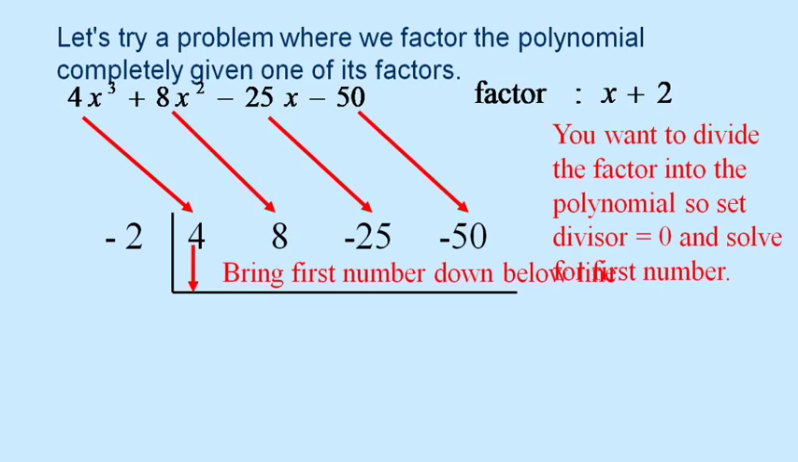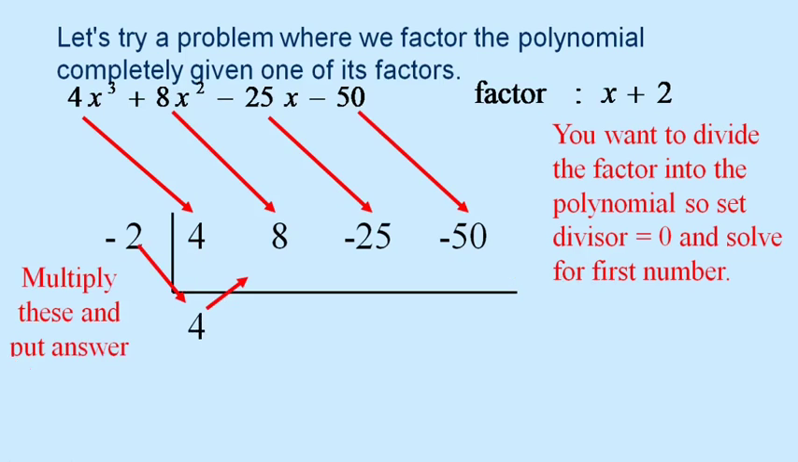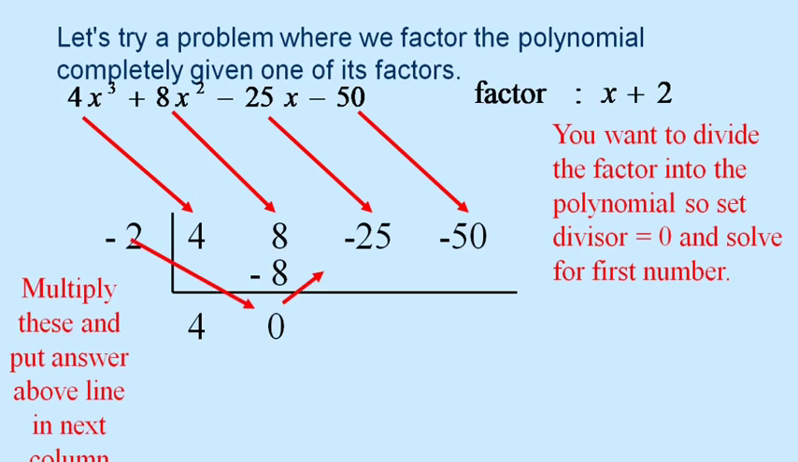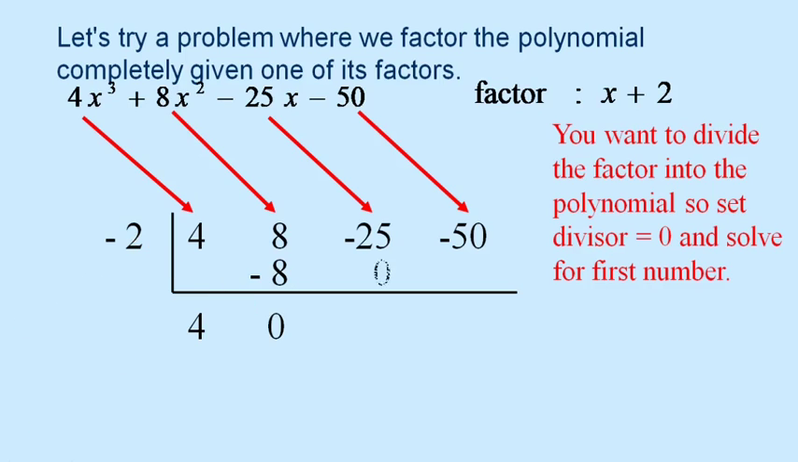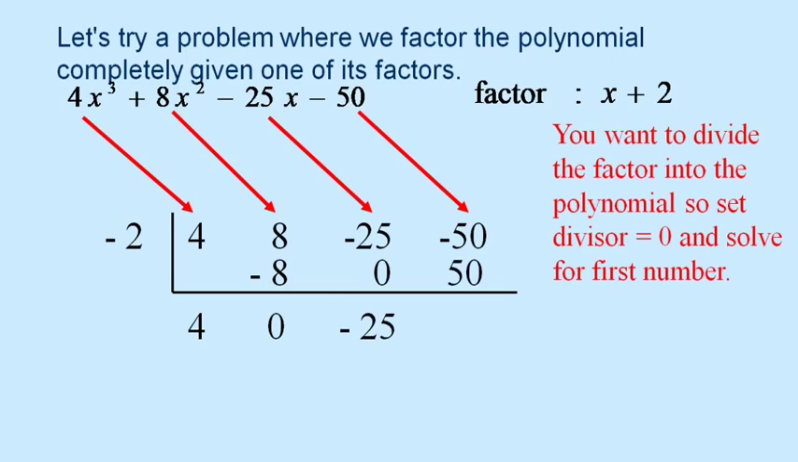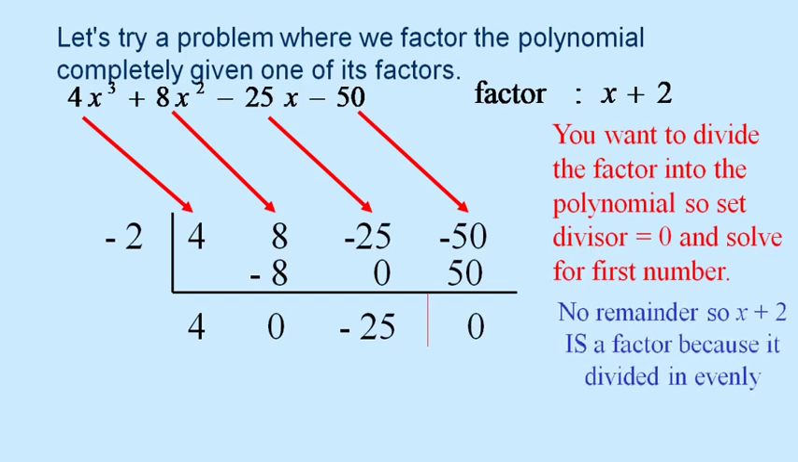Then bring 4 below this line. 4 into minus 2, that is minus 8. Minus 8 plus 8, that is 0. Then we will multiply minus 2 and 0. It will give us 0 again. So 0 and minus 25 together will give us minus 25 itself. Negative 2 and negative 25 will give us positive 50, and positive 50 and negative 50 will become 0. So here remainder is 0.